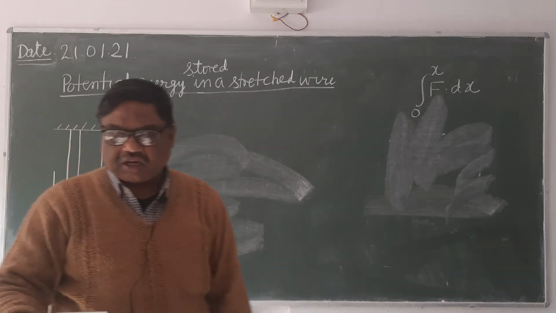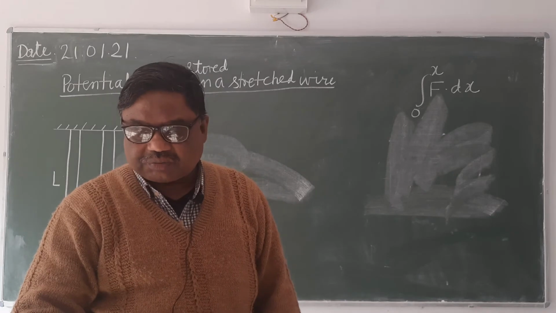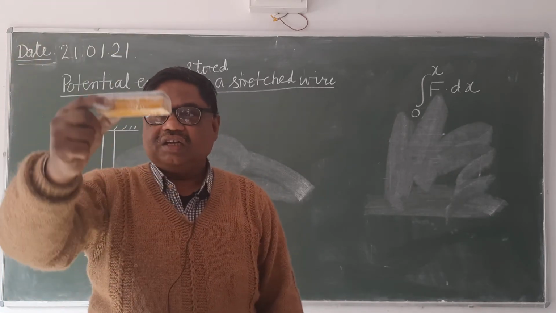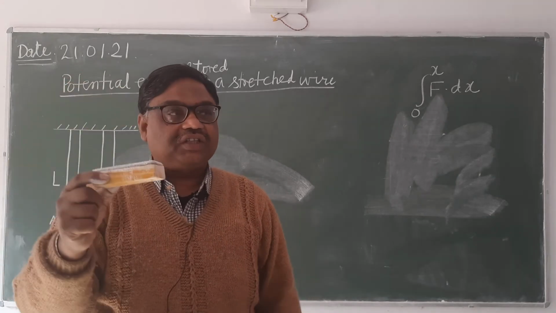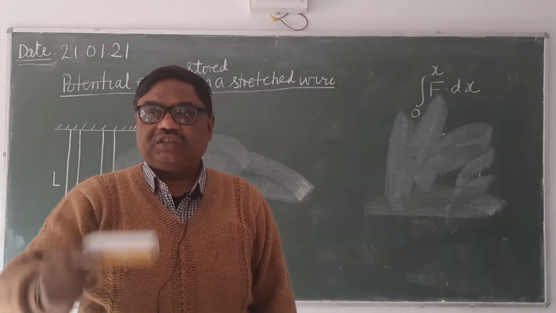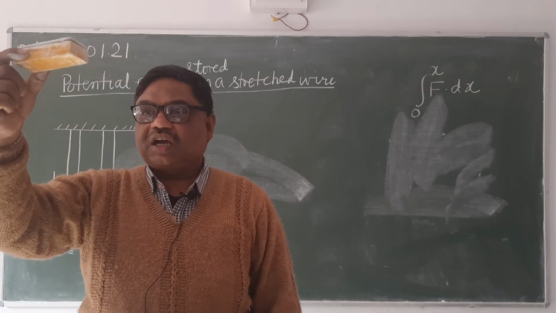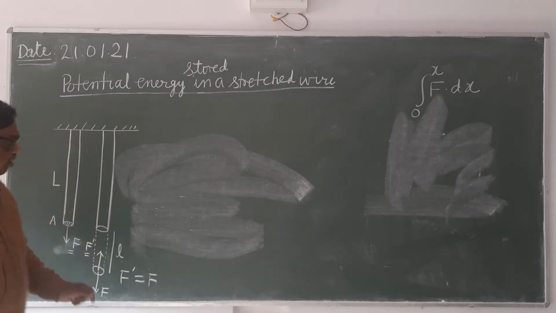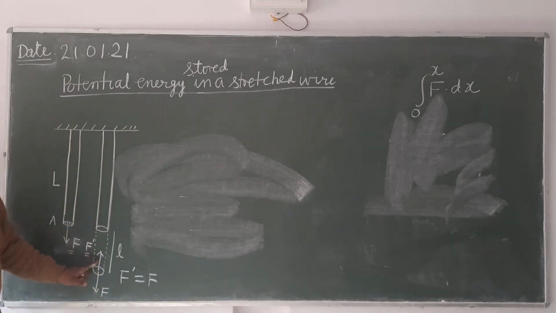For example, when you are taking this body from here to here, work is done against the gravitational force, and gravitational force is what type of force? Conservative force. Work will store here in what form? In gravitational potential energy. In the same way, work done against the restoring force, which is conservative, will store here in the form of energy.